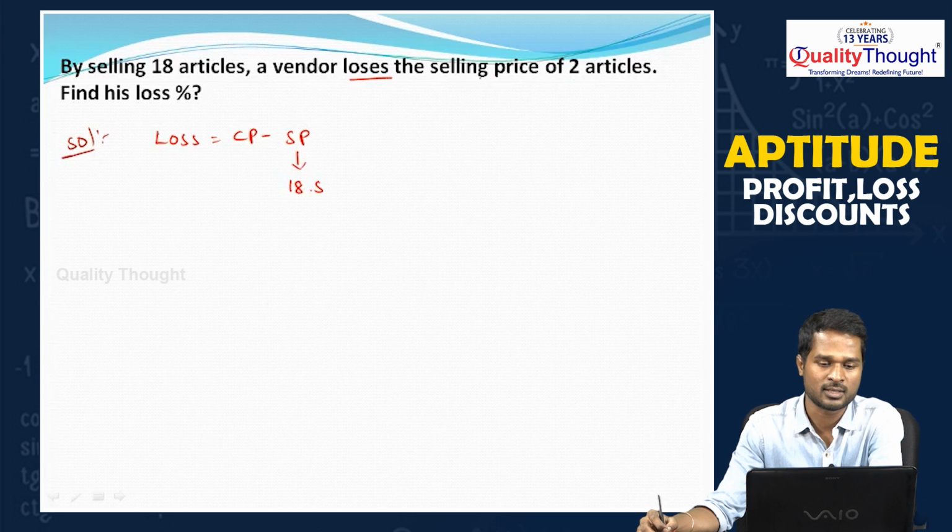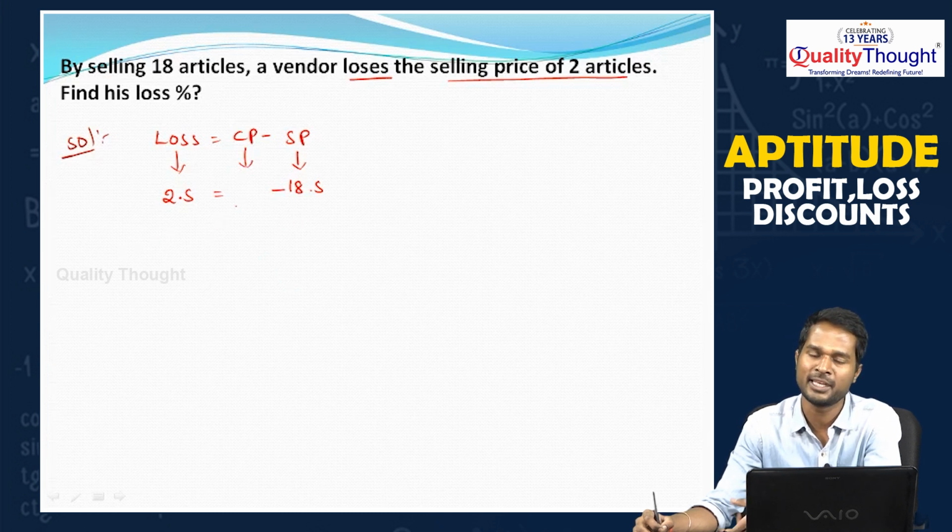Now, go to the loss. How much is the loss? It is 2 articles' selling price. That means in the place of loss write 2 into S. Now, check what we need to write in the place of cost price. See, if I want to sell 18 articles, first I need to buy 18 articles. For example, I am a fruit seller. If I want to sell 18 apples, I need to buy 18 apples from somewhere. So, that will become 18 into cost price. So, the cost price is 18 into C.